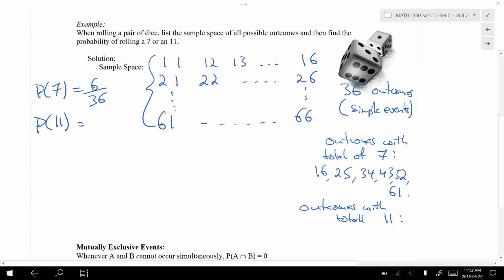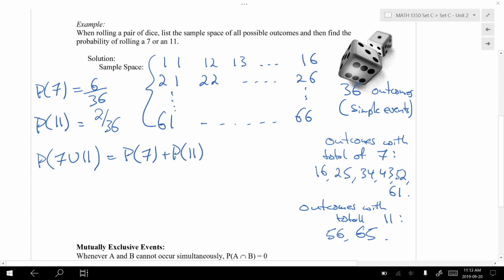11 we can only make with 5 and 6 or with 6 and 5. So there's just 2 on 36 here. So if we wanted to think about combining those, we could imagine thinking about the probability of 7 or 11 happening. Using our addition rule, that would be the probability of 7 plus the probability of 11 minus the probability of them both happening.